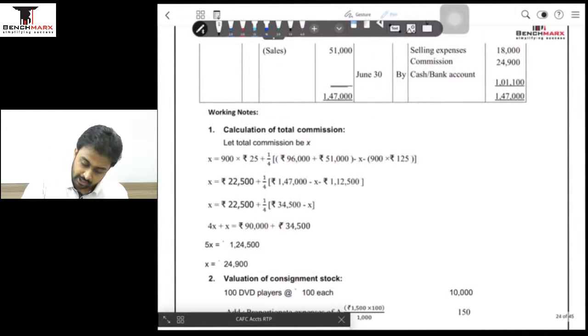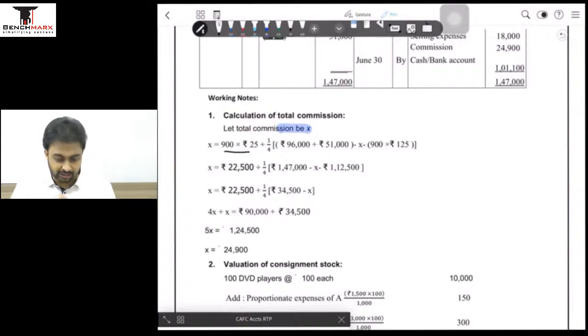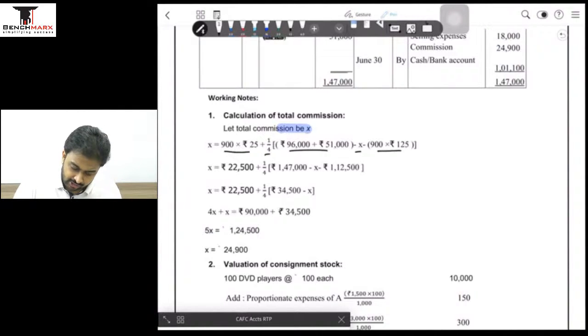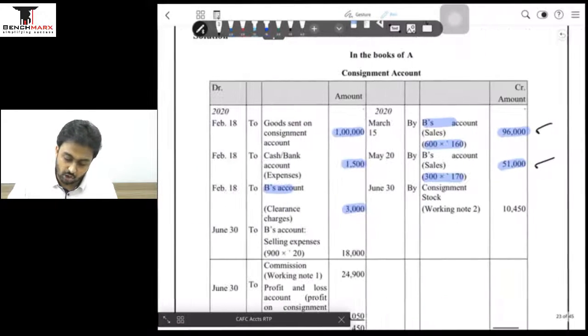ऐसे कुछ किया होगा. Let total commission be X, what we had done, that is total commission is equal to the basic commission 900 into 25 plus 1/4 of the gross sale exceeding total commission, which is X, ठीक है, minus an amount of 900 into 125. Take all numbers here, take all X's there, and I will get total commission as 24,900, and the entry for this is consignment account debit because that is consignment based expense, and to consignee because he is now my creditor. So this is the entry for commission.